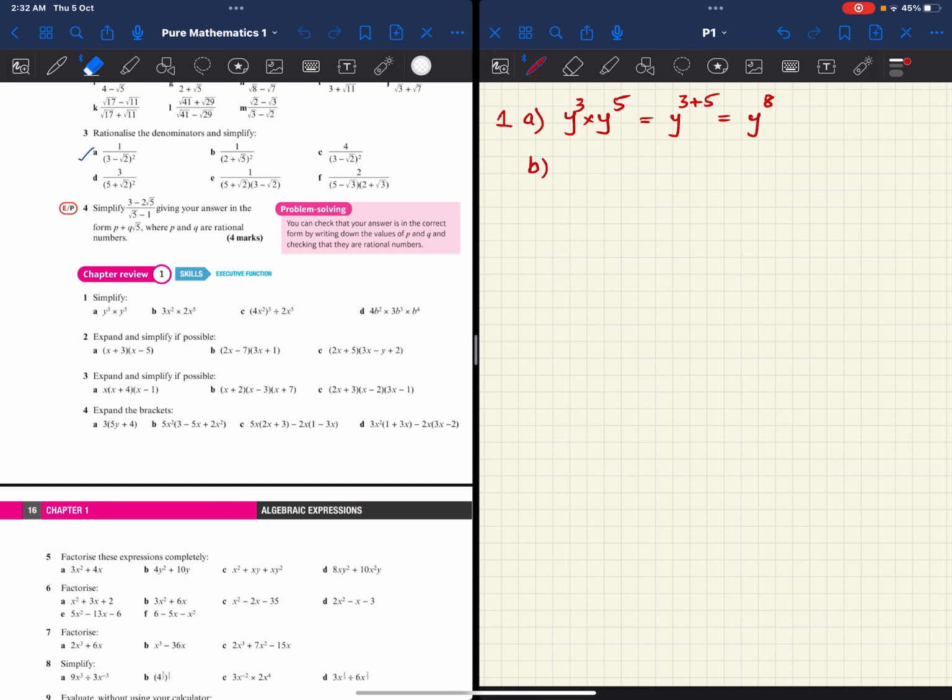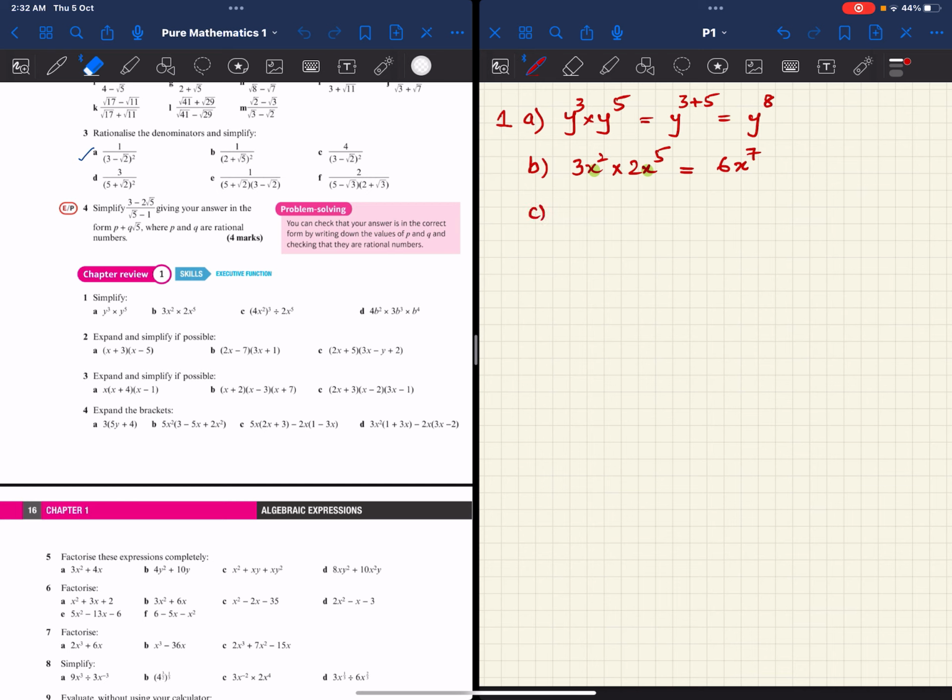Question B, 3x squared multiplied by 2x to the power of 5. So we have the numbers 3 and 2 being multiplied. So 3 into 2 is 6. Once again, we have the bases x and x. So the same bases are multiplied. So the powers will be added. X to the power of 2 plus 5, 7.